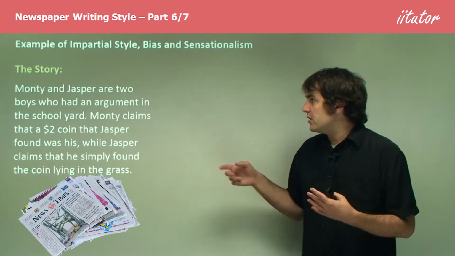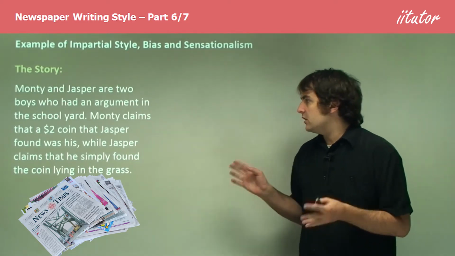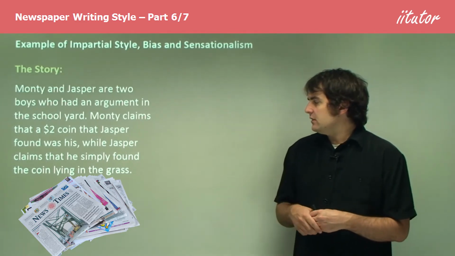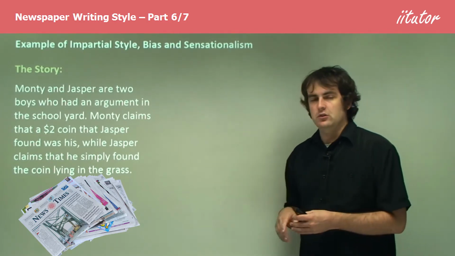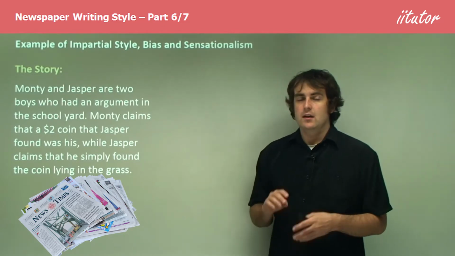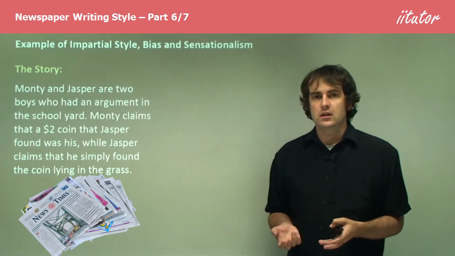So the story is, and I'll read it out. Monty and Jasper are two boys who had an argument in the schoolyard. Monty claims that the $2 coin that Jasper found was his, while Jasper claims that he simply found the coin lying in the grass. All right, very simple story, probably a very boring story. I don't think anyone would be really interested in hearing it. However, it can be made in such a way that people can be interested in hearing it.